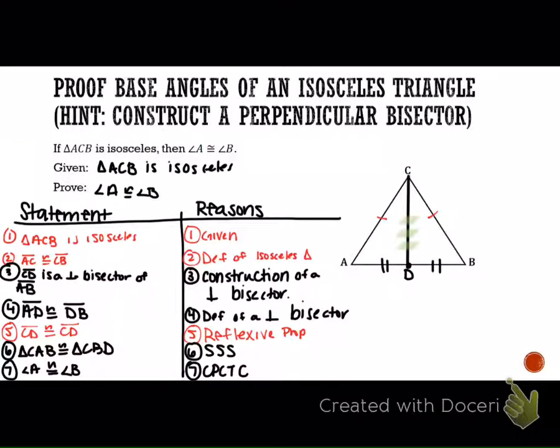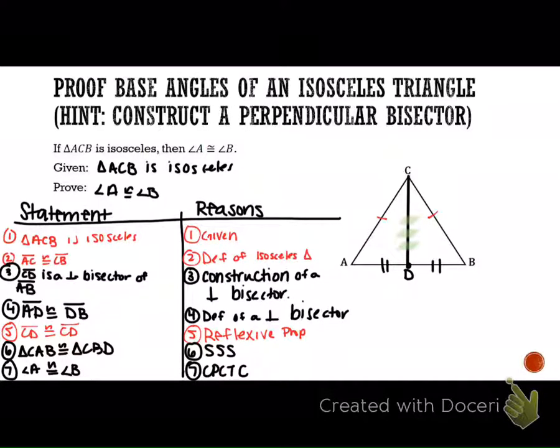Yes, I just wrote a number 7 up there. Rob, there is another way to prove this. You could have used HL. If you know that it's a perpendicular bisector, just pay attention to this. If you know it's a perpendicular bisector, you know that angle CDA and CDB are right angles, right?